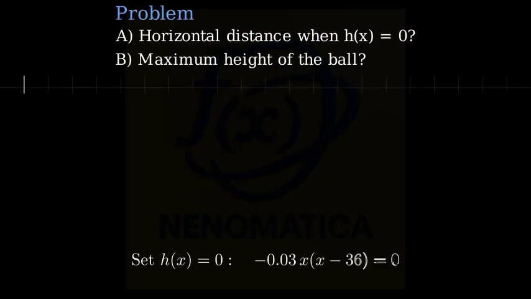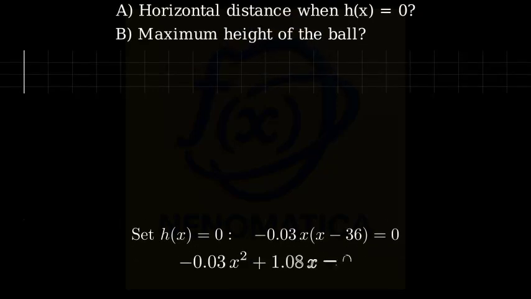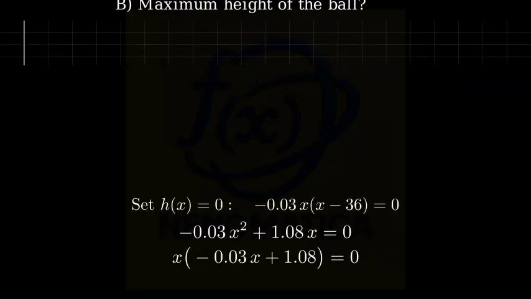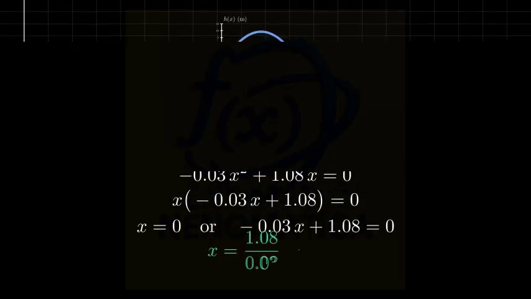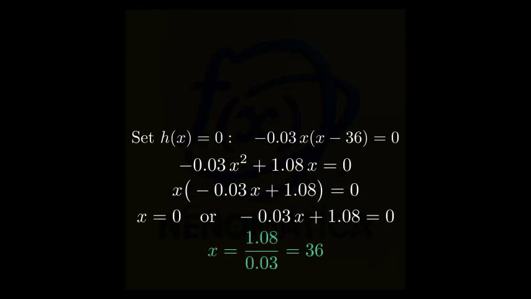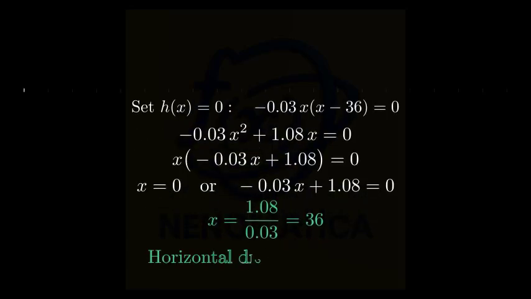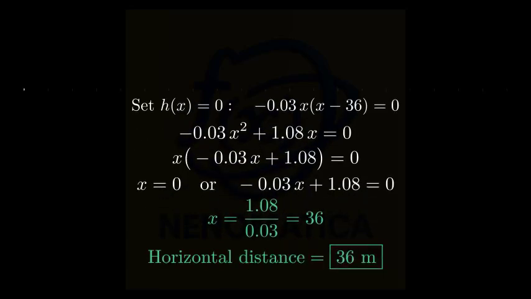So, h of x equals 0 implies -0.03 x times (x minus 36) equals 0. Expand to -0.03 x squared plus 1.08 x equals 0. Factor to get x times (-0.03 x plus 1.08) equals 0. Therefore, x equals 0 or -0.03 x plus 1.08 equals 0, which gives x equals 1.08 over 0.03 equals 36 meters. So the ball travels 36 meters horizontally before it hits the ground.